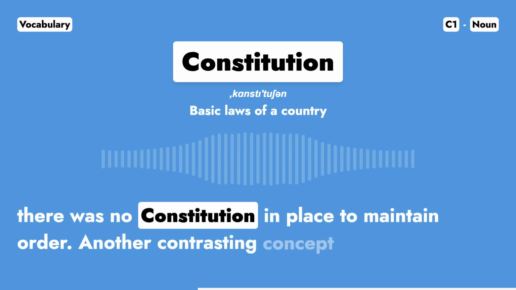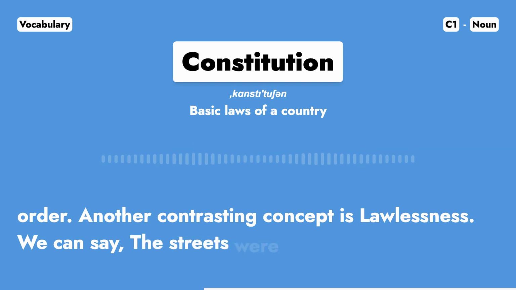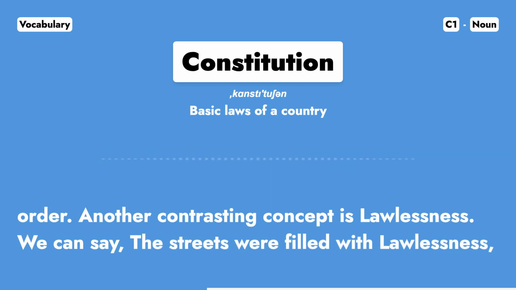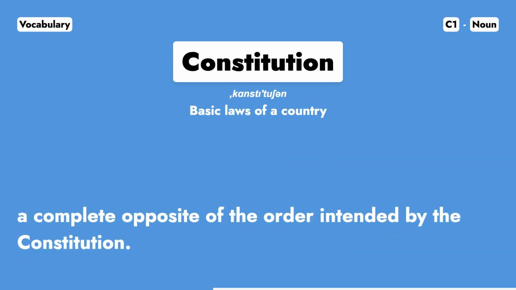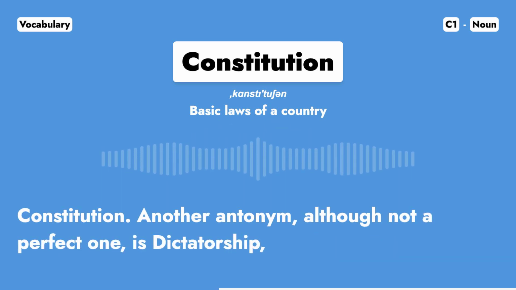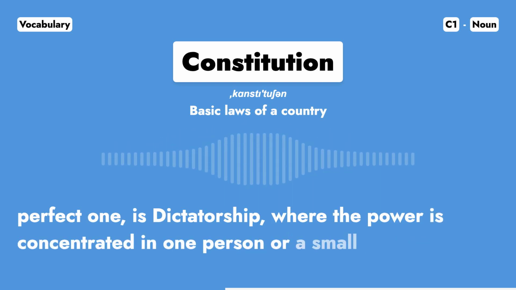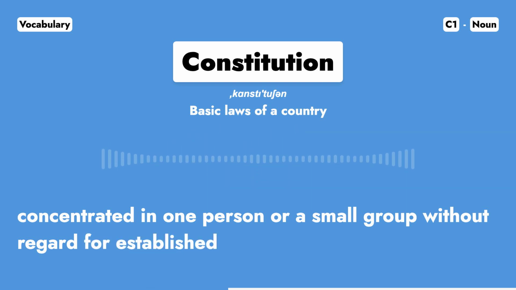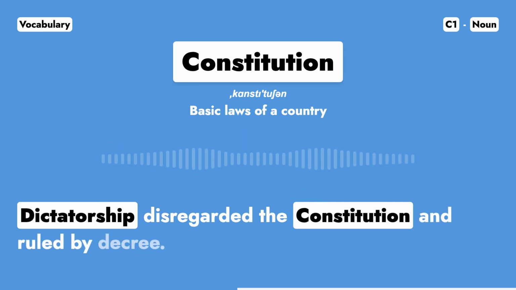Another contrasting concept is lawlessness. We can say, the streets were filled with lawlessness, a complete opposite of the order intended by the Constitution. Another antonym, although not a perfect one, is dictatorship, where the power is concentrated in one person or a small group without regard for established laws. For example, the dictatorship disregarded the Constitution and ruled by decree.